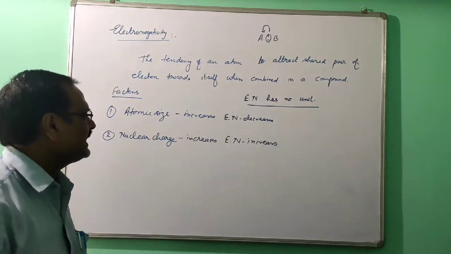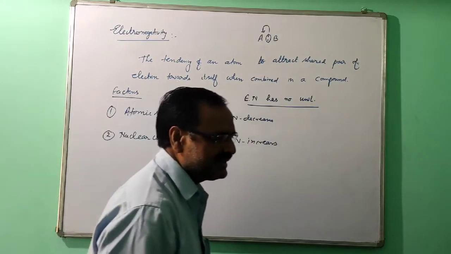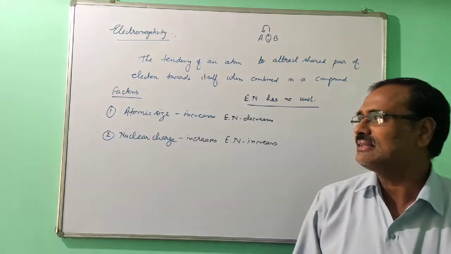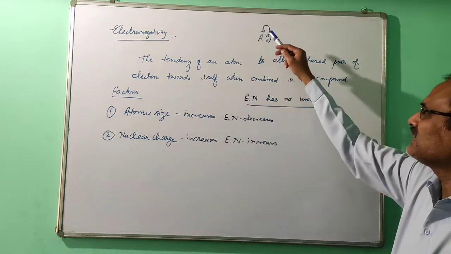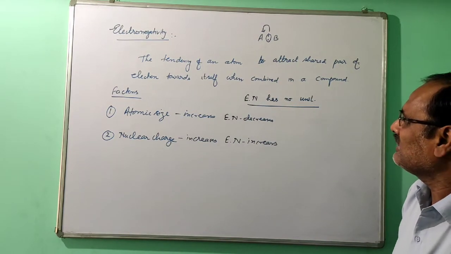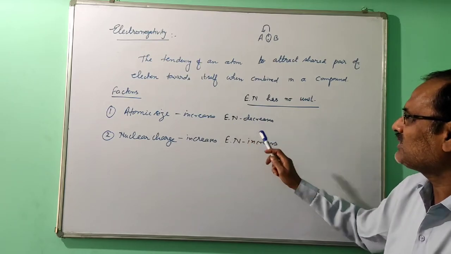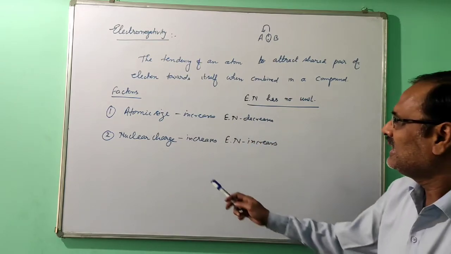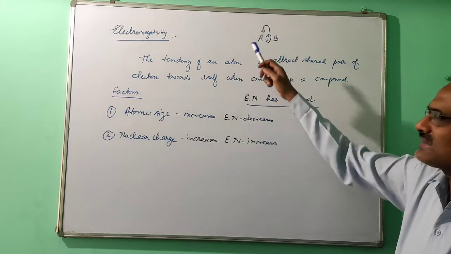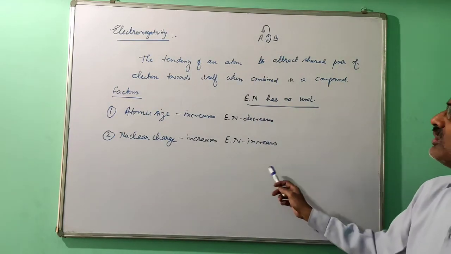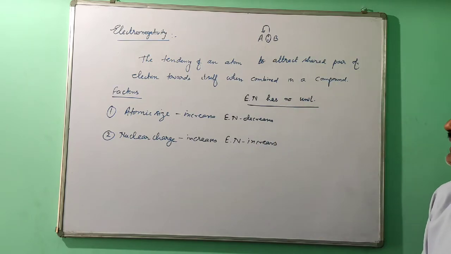So the conclusion is, as the atomic size increases, the shared pair of electrons will be away from the atom. The tendency to attract the shared pair will be less, so electronegativity decreases. And when the nuclear charge increases, the tendency to attract the shared pair of electrons will be more, so electronegativity increases.